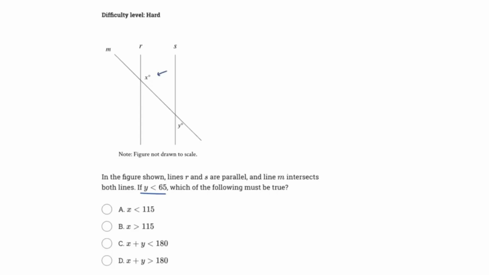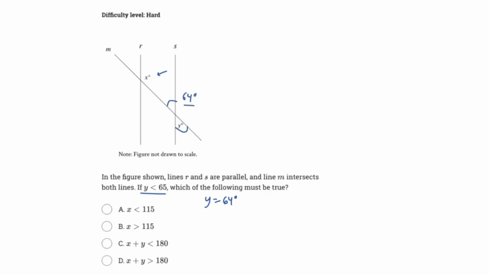Because it says Y has to be less than 65, and which of the following must be true for all values of Y, we could just plug in a random value for Y. So let's just call Y 64 degrees, right? Because that satisfies that condition. And so now we know that this Y right here is 64 degrees. The angle opposite of that is a vertical angle, so this is also going to be 64 degrees.